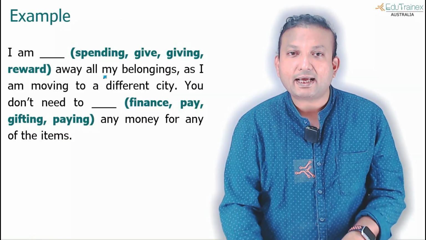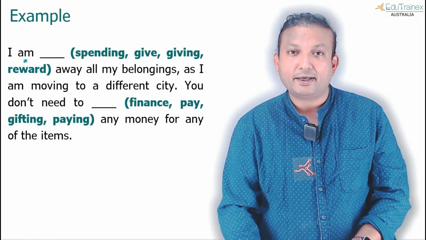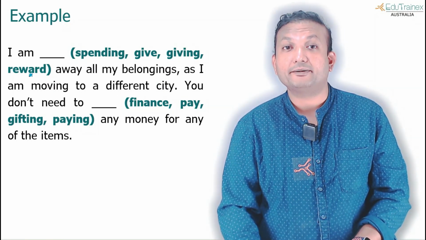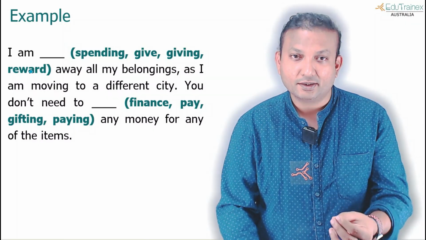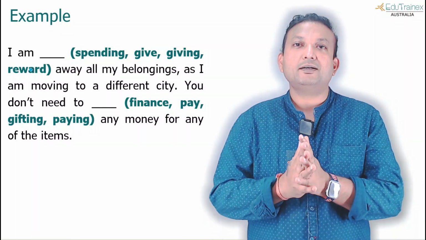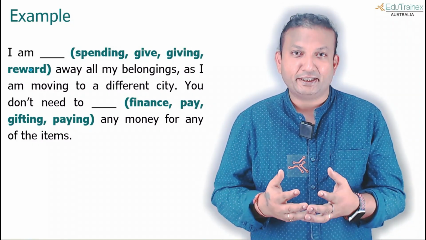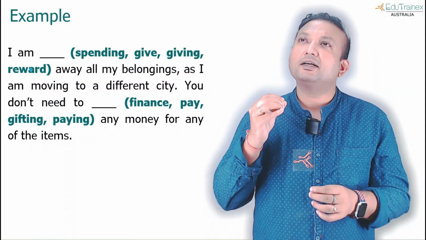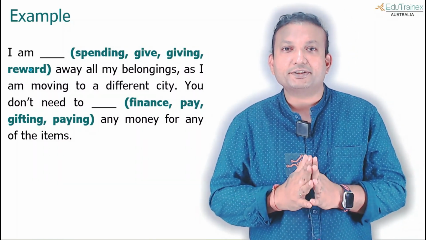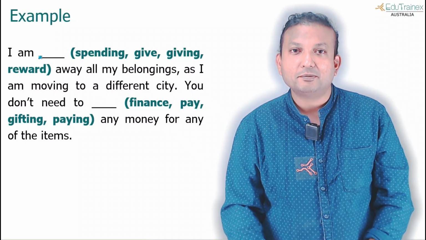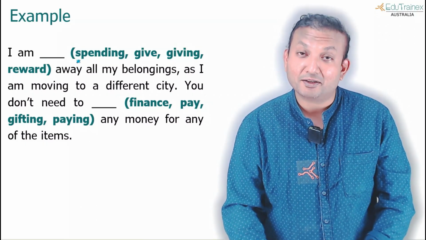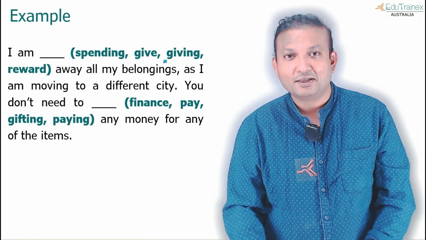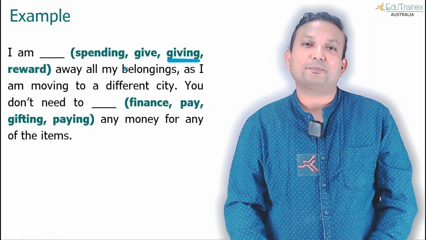So I am dash away all my belongings. I am spending away, I am give away, giving away, reward away. So I am dash something. So this is a continuous action that I am doing. Now if you trust your gut feeling, then you will think give away is the collocation. Yeah, I will go with that. But you see over here, your gut feeling is wrong because we need a continuous word. Giving away is the more appropriate word.